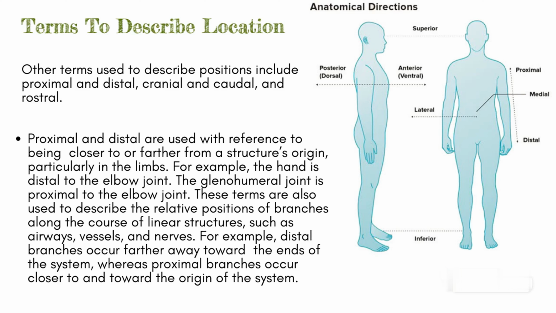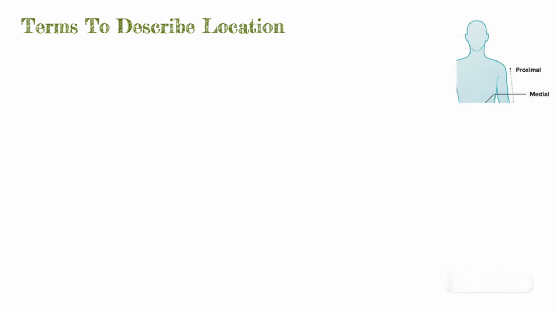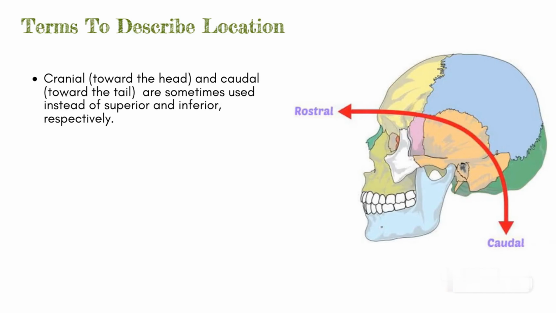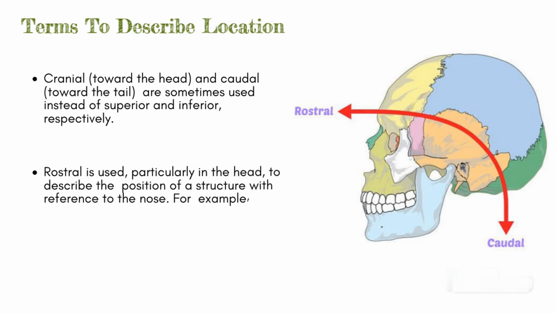These terms are also used to describe the relative positions of branches along the course of linear structures, such as airways, vessels, and nerves. For example, distal branches occur farther away toward the ends of the system, whereas proximal branches occur closer to and toward the origin of the system. Cranial toward the head and caudal toward the tail are sometimes used instead of superior and inferior, respectively. Rostral is used, particularly in the head, to describe the position of a structure with reference to the nose. For example, the forebrain is rostral to the hindbrain.